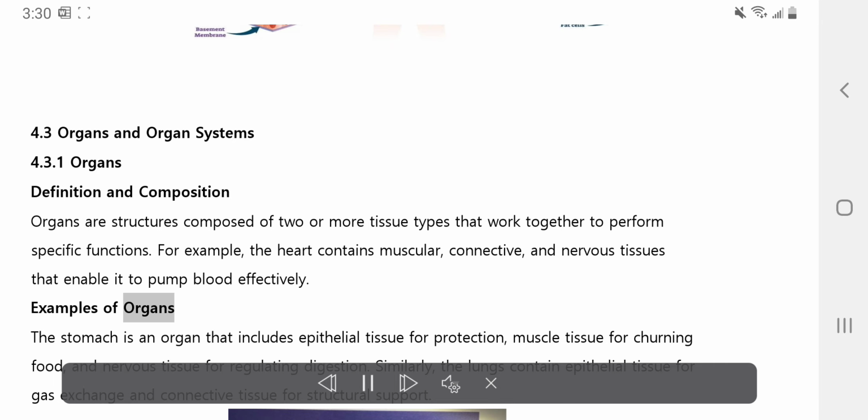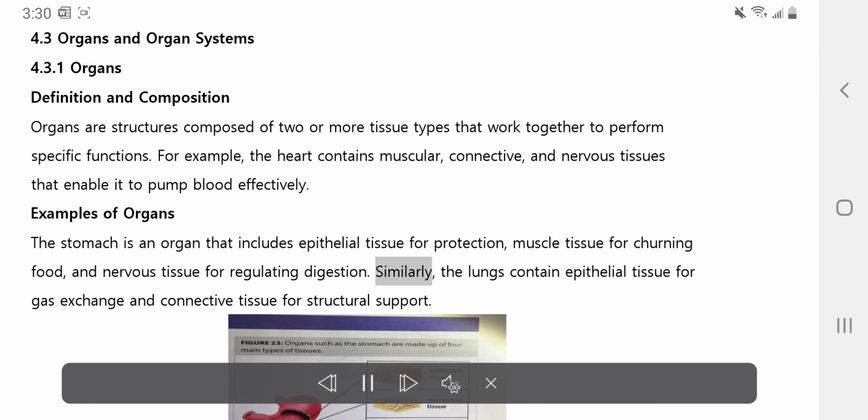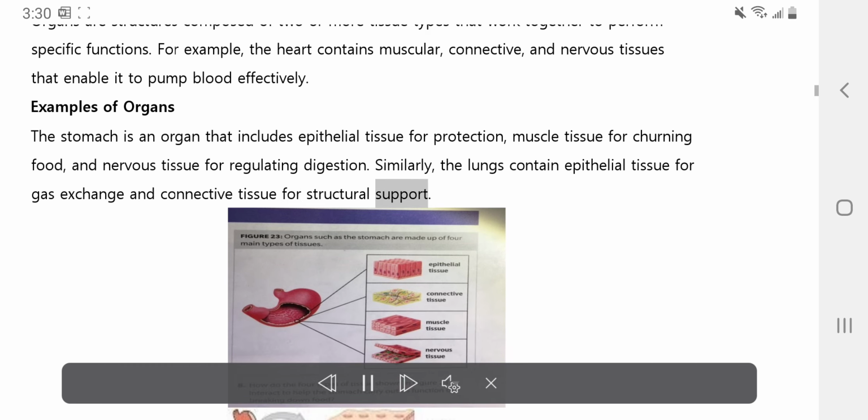Examples of organs. The stomach is an organ that includes epithelial tissue for protection, muscle tissue for churning food, and nervous tissue for regulating digestion. Similarly, the lungs contain epithelial tissue for gas exchange and connective tissue for structural support.